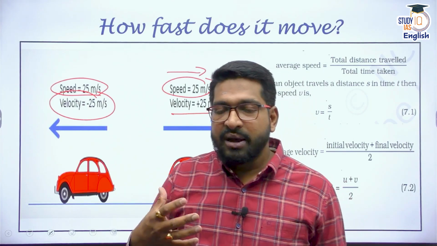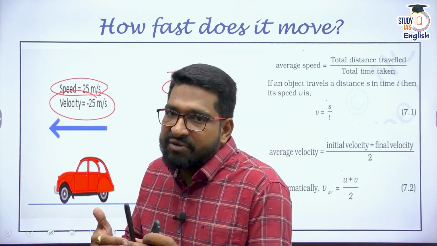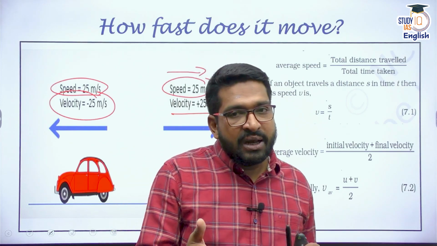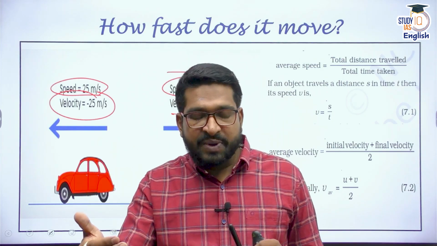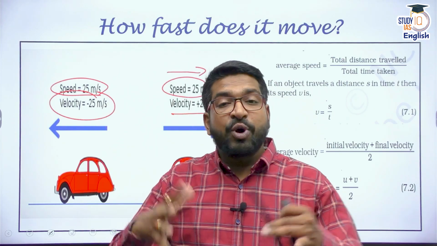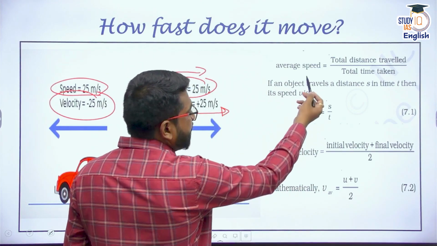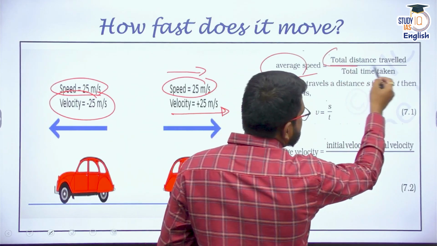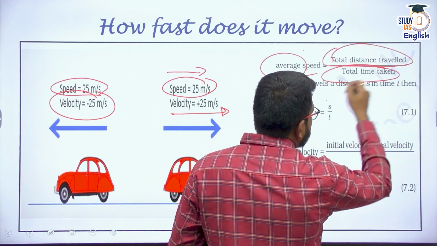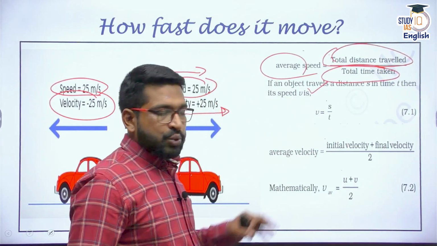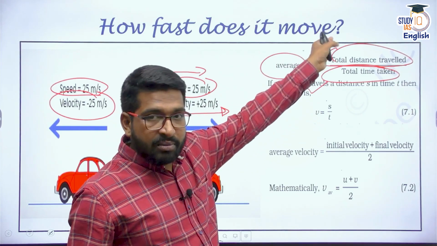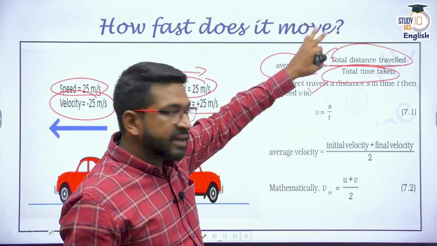On a cycle, at one point of time I'm traveling at a speed of 5 kilometers per hour. The next moment I'm traveling at 3 kilometers per hour. The next moment 2 kilometers per hour. So what would be my average velocity? Sorry, average speed. Average speed would be total distance covered divided by total time taken. So average speed is the complete distance covered divided by the complete time taken.